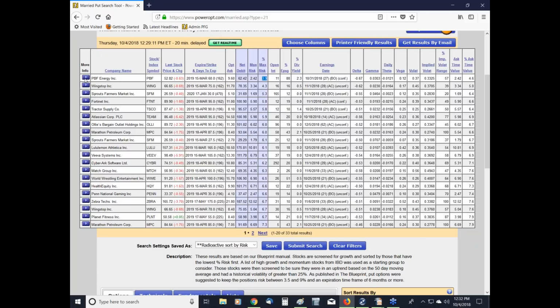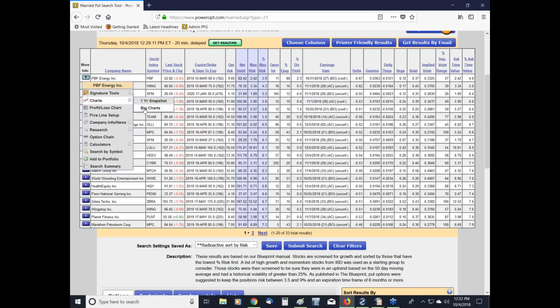at PBF Energy. I don't know this stock. I can kind of guess what it does, but I'm going to look at the chart. I'm going to make sure it's a stock I feel has a good trend and good performance and is not overly volatile for a long-term married put position. I'll then, of course, take a look at some other information, the company info, news, and profile.